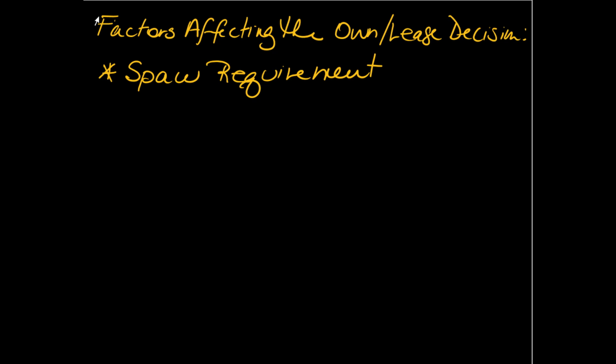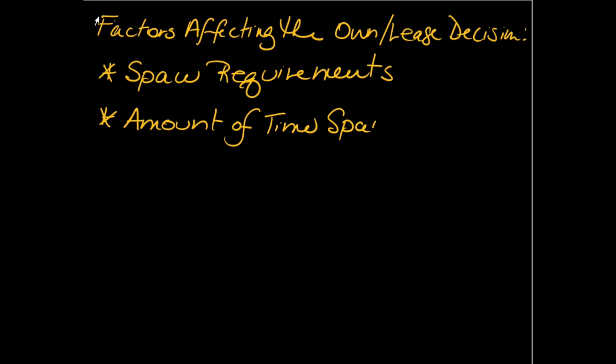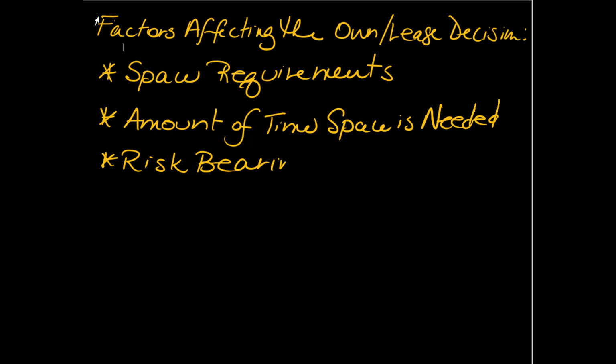Risk bearing. So larger companies with broadly dispersed operations are more likely to own than are smaller companies with geographically concentrated operations. So if you're talking about a nationwide entity, maybe a retailer that's got hundreds of stores all over the country, they may be more inclined to own their stores. But if you're talking about a sole proprietor who has a boutique in one city, it might make more sense for that company to lease.